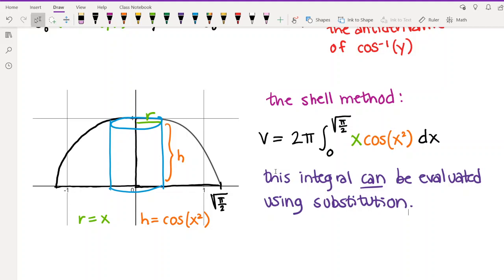You can expect on some of those problems to use shells and on other ones to use discs or washers. The first set of problems on the homework is all going to be shell method problems because those go with the shell method videos, but make sure you're paying attention. When you hit a certain point on the homework, you can expect to have some other method problems mixed in. All right, I will see you on the next video.